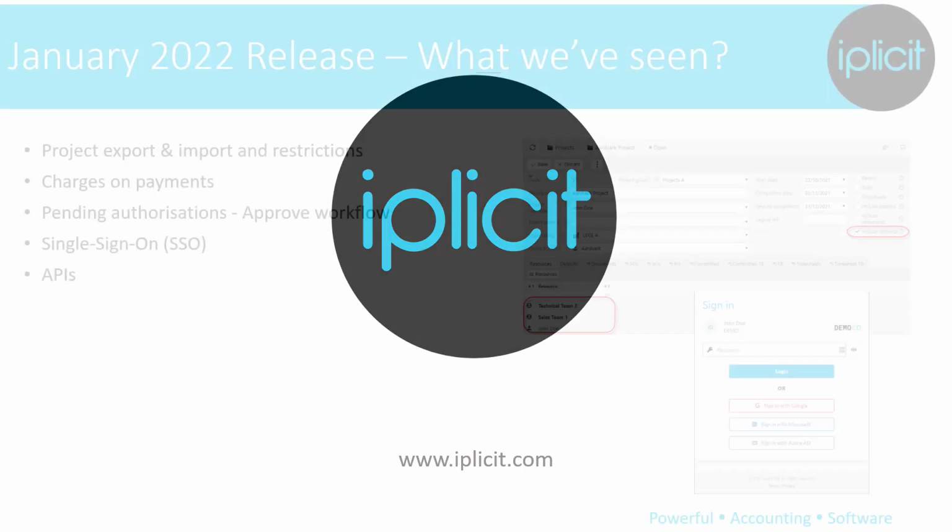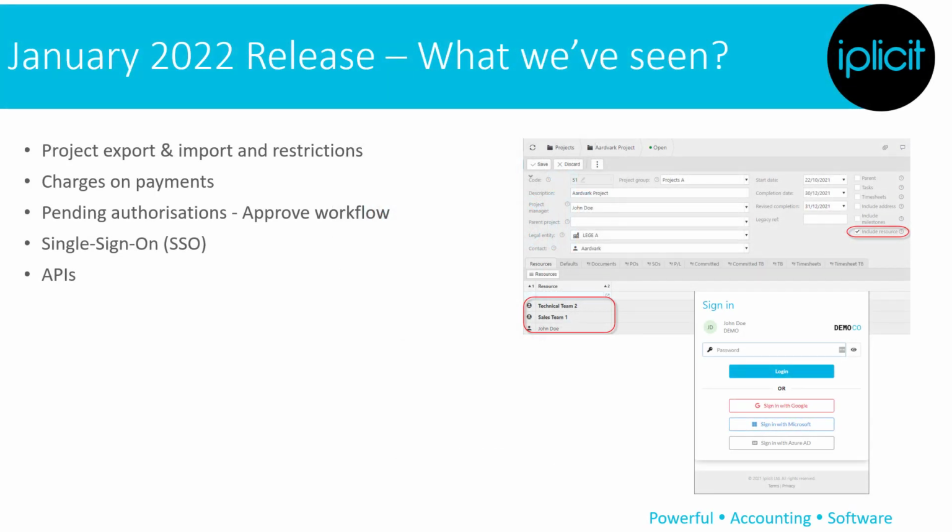So let's take a look at what we've seen today. We have seen the introduction to importing and exporting projects, as well as the ability to now restrict resources able to see those projects. We have taken a look at the ability we now have to include charges on supplier payments. We have also looked at approving pending authorization workflows as an admin user. Then we looked at the new single sign-on feature and the improvements to our API.